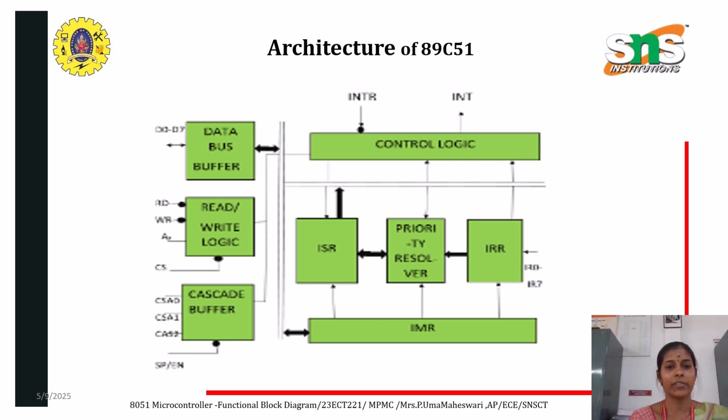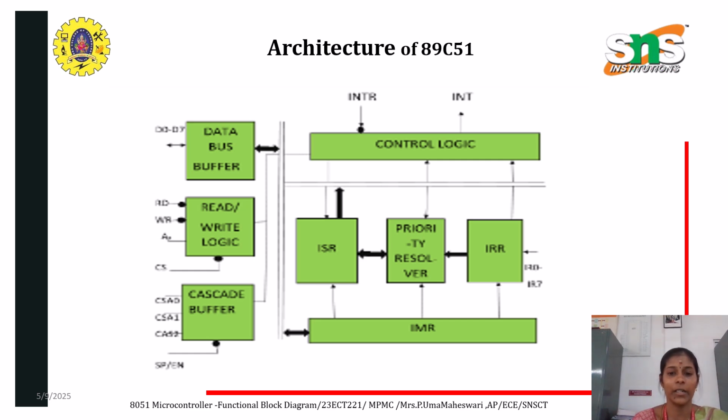The data bus buffer will be a bidirectional one, to the control logic as well as to the data bus, and here the read/write logic gets its input from read, write, and CS, that is chip select. Here there are the cascade buffer, ISR, priority resolver, and IRR. IRR, I already told, stores the interrupt levels which are requesting for interrupt services. The IMR is the last block of this architecture, and from this IMR you give the instruction to the ISR, the priority resolver, and the IRR.